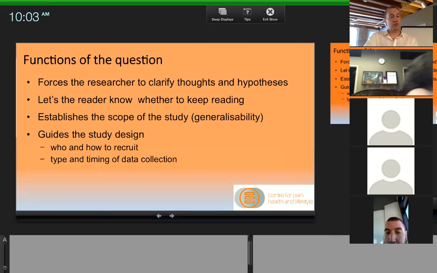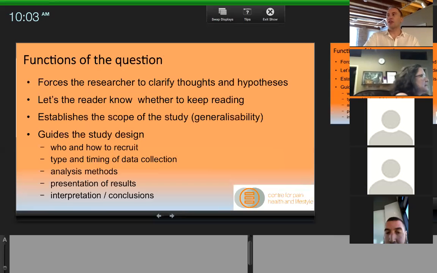It tells you what sort of data you need and when you need to collect it, tells you how to analyze the data, tells you how to present the results, and tells you how to interpret and what the conclusions are. And so none of this happens effectively without a good question.